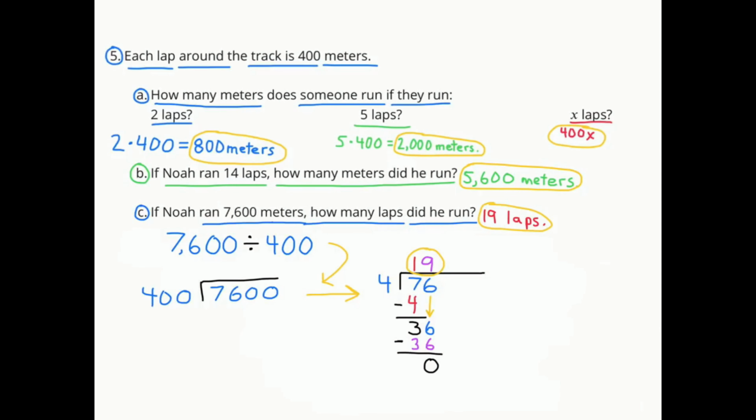C. If Noah ran 7,600 meters, how many laps did he run? 7,600 divided by 400, that's the same as 76 divided by 4. You see, if we made 7,600 100 times smaller, it would be 76. And if we made 400 100 times smaller, it would be 4. 76 divided by 4 is 19. And 7,600 divided by 400 would also be 19. 7,600 meters equals 19 laps.